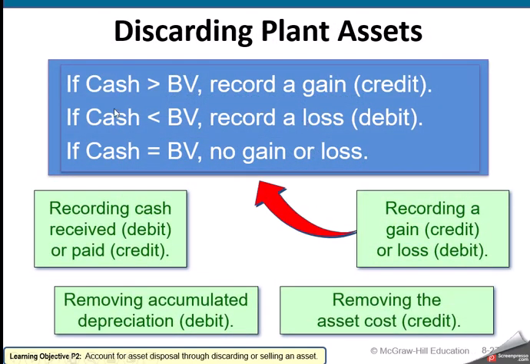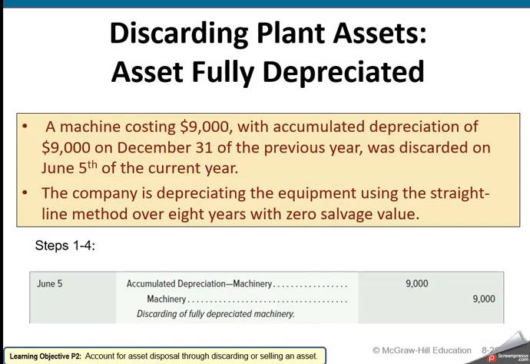So then here's the rules. If the cash proceeds are greater than the book value, we have a gain. If the cash proceeds are less than the book value, we have a loss. If the cash equals the book value, there's no gain or loss. So here we have one. If it's just fully depreciated and we're throwing it away, we still have to take it off of our books. So we credit the machinery and then we debit the accumulated depreciation, machinery, for $9,000, and there's nothing else to write off. It's just done.